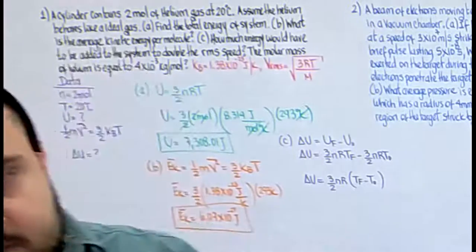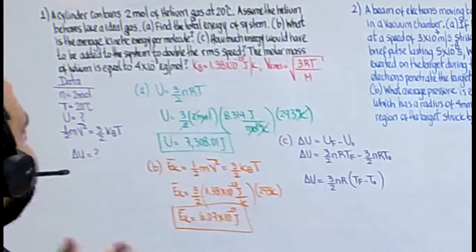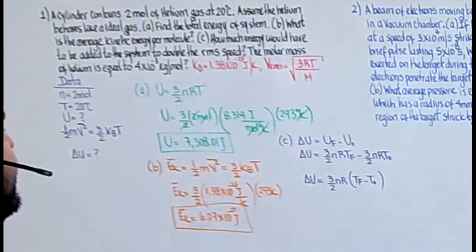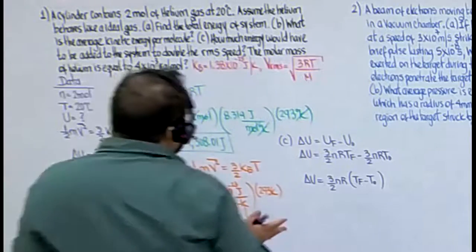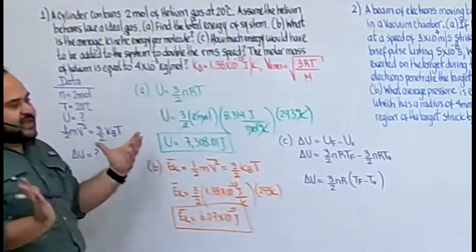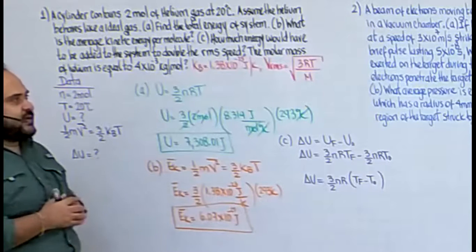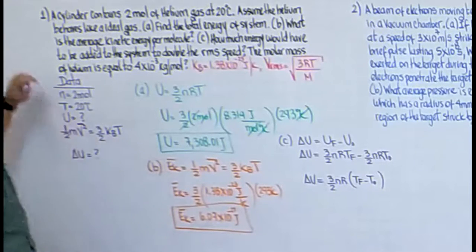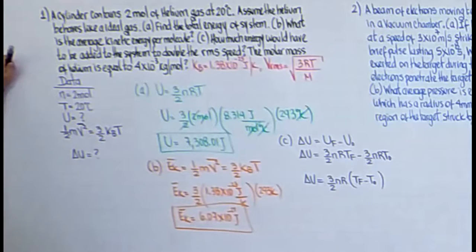But we have a singular problem. The problem in this case is we don't know the final temperature, but we can calculate that one. How can we do that? Because the problem mentioned the quantity of energy that we're supposed to add to the system to double the speed, but we don't know the value of the speed.